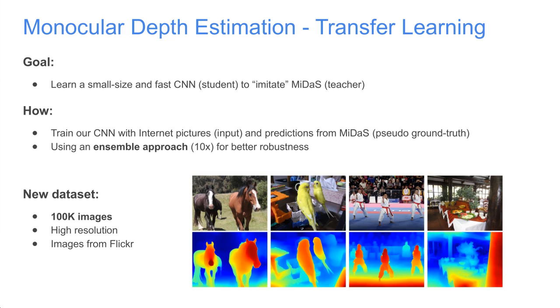Considering this, our goal is to train a small size and fast CNN model, which should be capable of imitating a larger network. For this, we trained our lightweight CNN with internet pictures, using as pseudo-ground truth the predictions from a larger network. To improve robustness, our pseudo-ground truth depth maps were obtained using an ensemble of 10 predictions from MiDaS, in different resolutions and with horizontal flip. Here are some examples from our dataset.